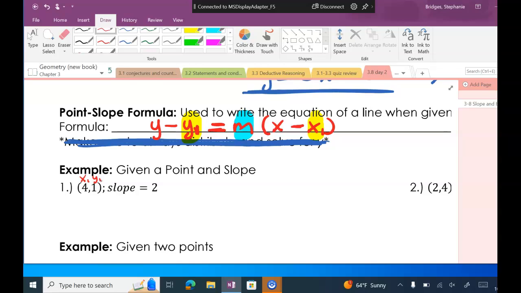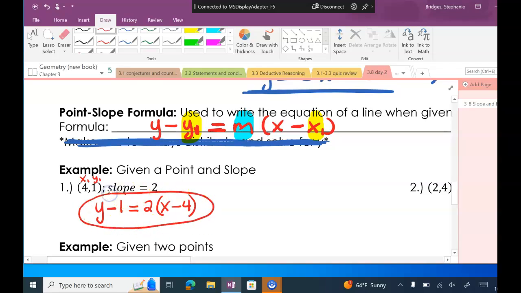So we're going to plug it into our formula. The first thing is y minus, what did I label y1 as? 1. equals m, which is what in this case? 2 in the parenthesis, x minus, what did I label as x1? Is that an equation? Did I plug my point and my slope in? It really depends on how they ask for the answer. If they want it in slope intercept, that's when you would solve it for y. I'm not going to make you do that, so we can just leave our answer just like that.